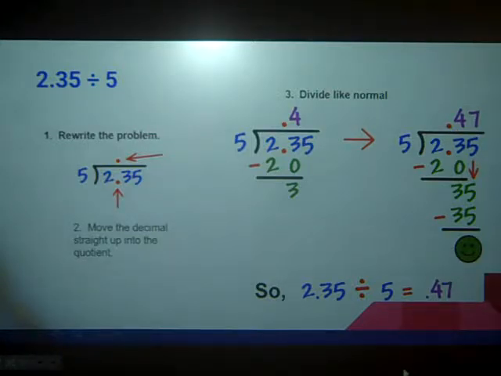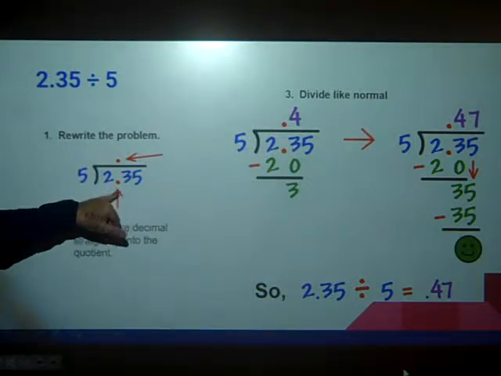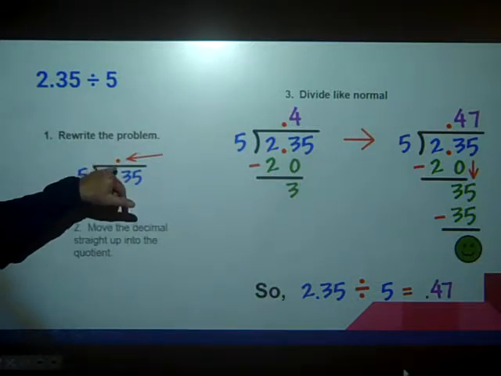It's exactly the same. What is the only difference? What's the one thing that's different in decimals? Yes, ma'am. You better bring the decimal. That's it, guys. The only thing that's different is you have to move that decimal right above where it stands.